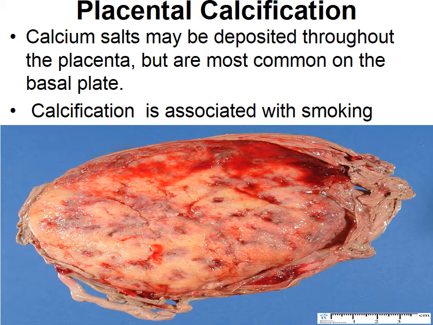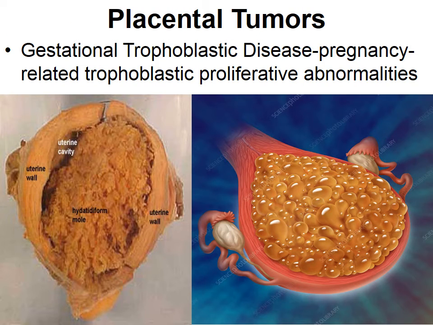Placental calcifications, calcium salts, are most common on the basal plate and are associated with smoking. Now let's talk about placental tumors. Gestational trophoblastic disease is a pregnancy-related trophoblastic proliferative abnormality. It's a rare variation of pregnancy of unknown etiology. There are two varieties of molar pregnancy: complete mole and incomplete mole.